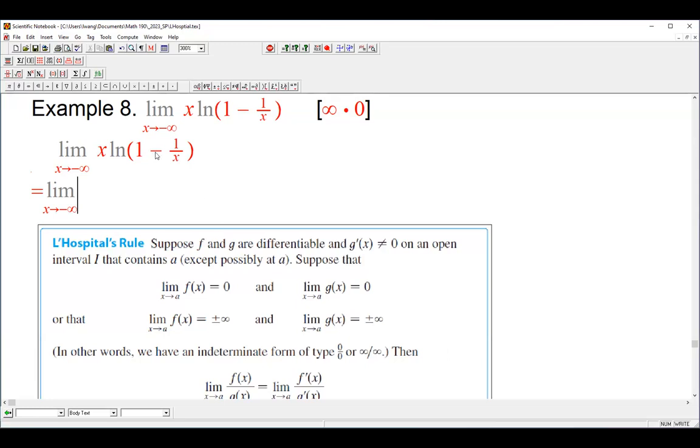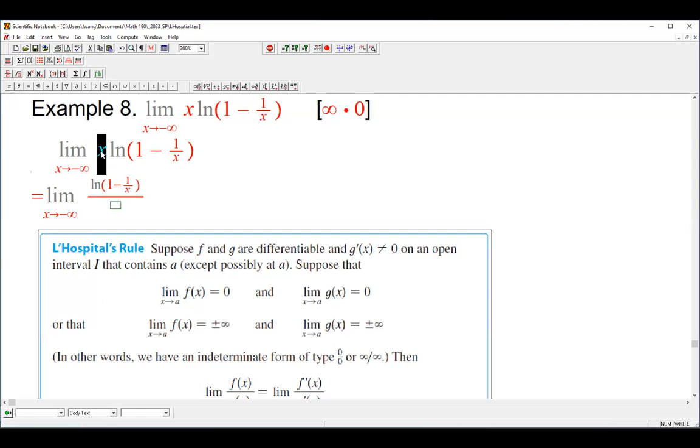You can certainly think of making that one quotient and applying the quotient rule, okay? But we'll try that just a little bit later. So what we're going to try is this: I'm going to flip this x into 1 over x.